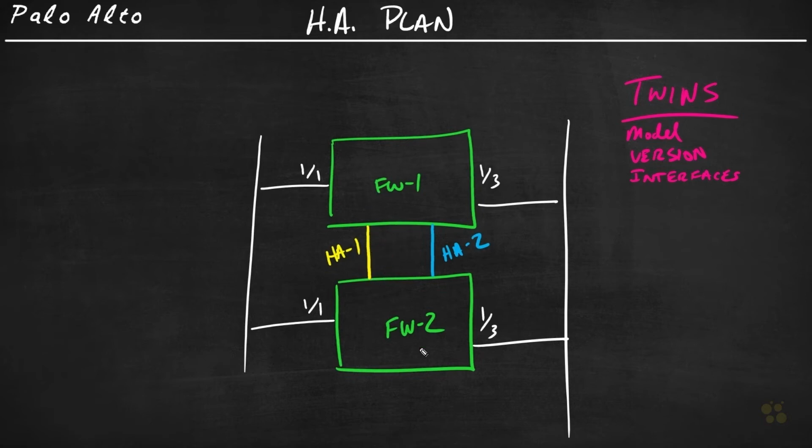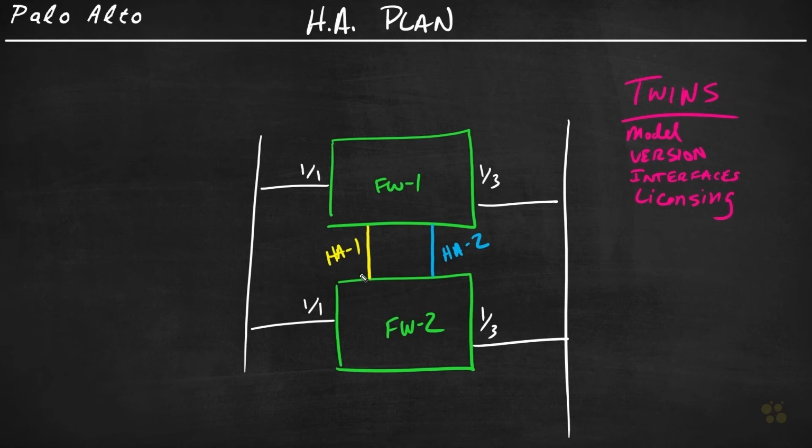Another element that needs to be the same on both is licensing. So if we have a threat prevention license on Firewall 1, we need to have a threat prevention license on Firewall 2. So here's what I have set up in my lab environment. I have all the interfaces that are supposed to be in the same VLAN as each other. So 1/1 on both are in the same VLAN, 1/3 are in the same VLAN as each other. And I've also logically got the HA1 and HA2 connections in place.